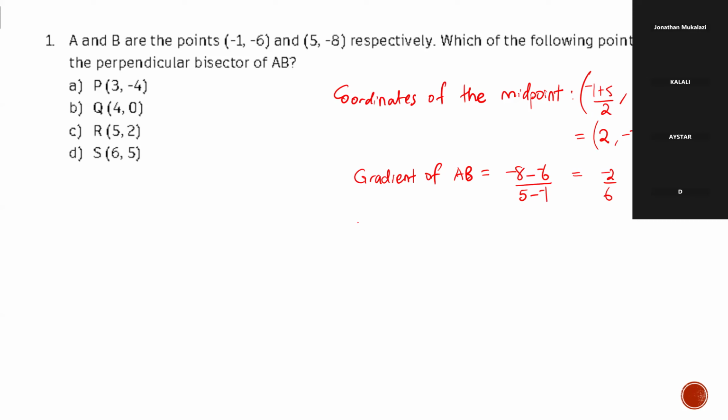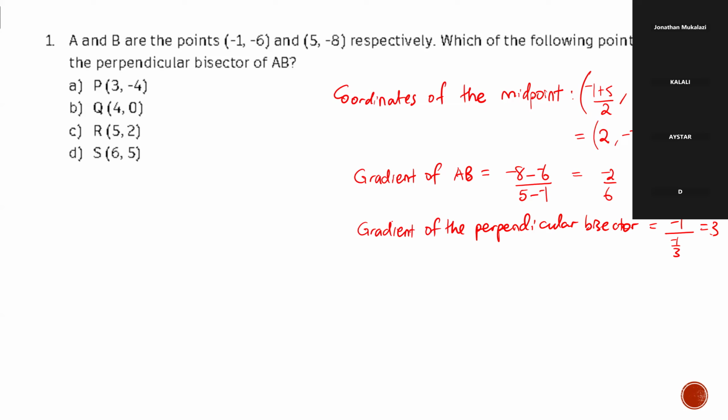You know that for perpendicular lines, the product of their gradients is -1, right? So that means the gradient of the perpendicular bisector of AB is going to be -1 divided by -1/3, and this is 3, because the product of the two gradients should give you -1.